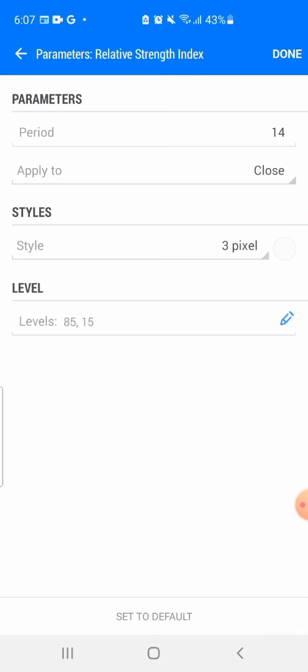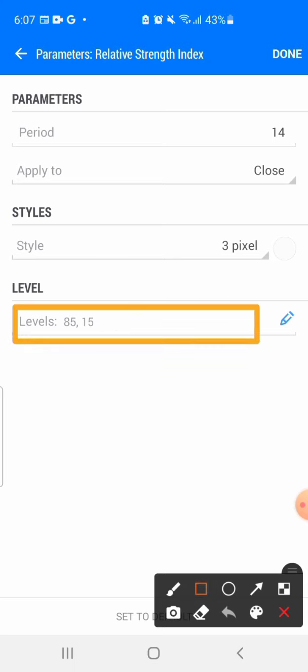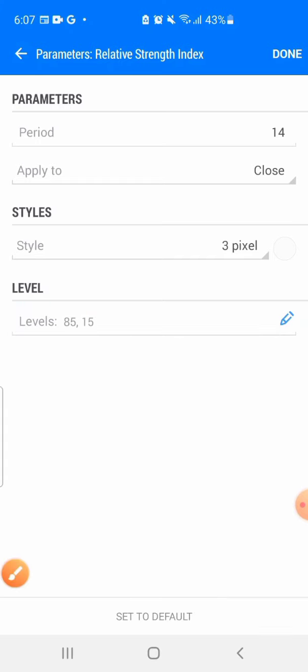Here in our levels, I used 85 and 15. You can use 80 and 20, but I decided to use 85 and 15, so any you wish to use is still perfect. That's the only change here. The period is 14, apply to close. So that's the setup for this RSI.